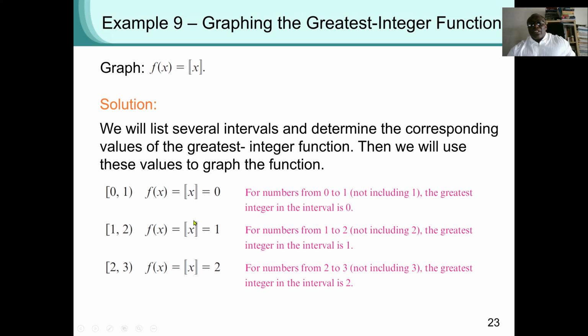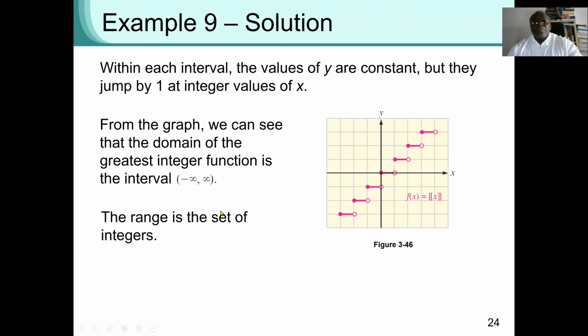So we start with f of x on the interval 0 to 1, which is 0. Then on 1 to 2, we have 1. On 2 to 3, we have 2. So this is the piecewise way, again, of how we plot it, each point on the x-axis.